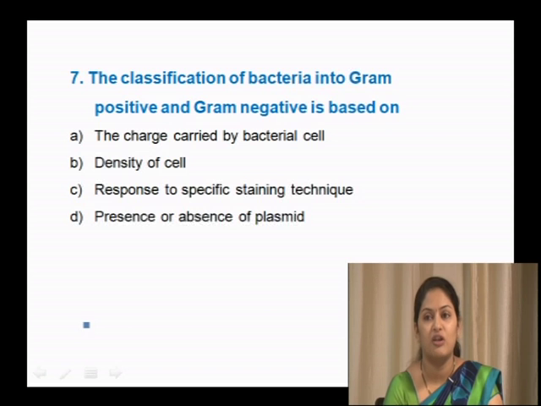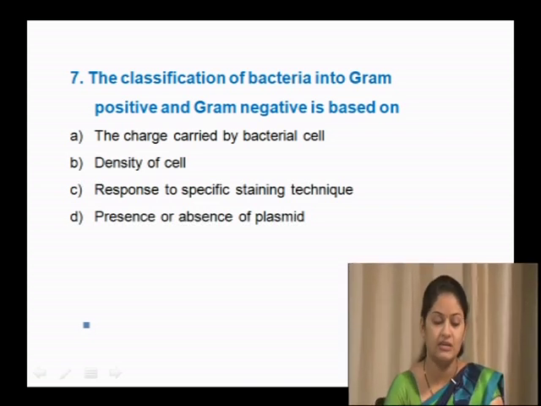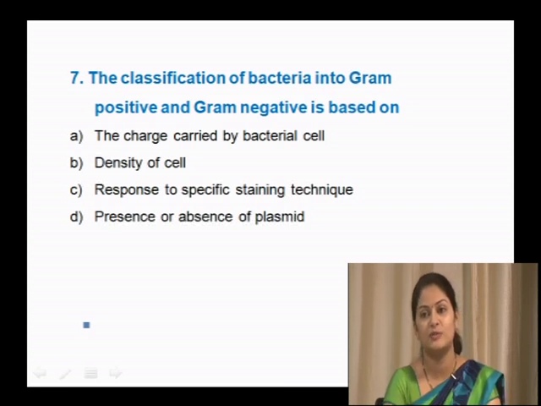The classification of bacteria into gram positive or gram negative is based on the charge carried by the bacterial cell, the density of the cell, response to specific staining technique, or the presence or absence of plasmid. The right option for this, or the right answer for this, is option C, which is the response to specific staining technique. Now let me give some detail of this option.